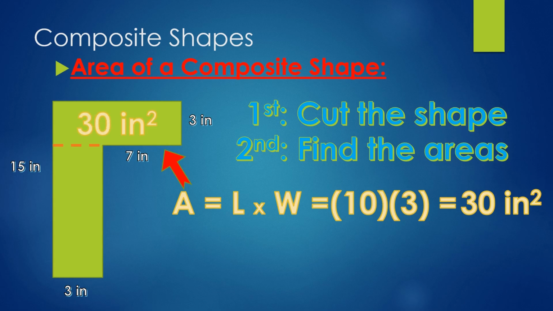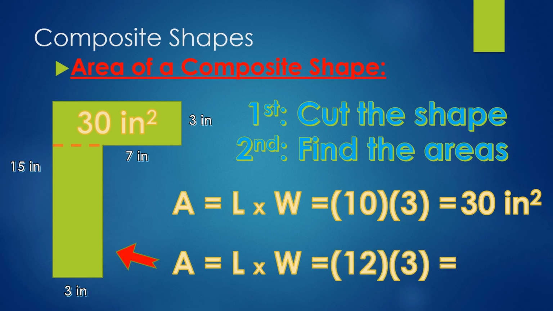Now we have to look at the second rectangle. The second rectangle is also going to be area equals length times width. And in this case, we have 3 for our width again, but the length is going to be 15 for the whole side, but we already took into account that other 3 inches for the first rectangle. So we take 15 and minus those 3 inches, we have 12. So our area measurement is going to be 12 times 3, which gives us 36 inches.